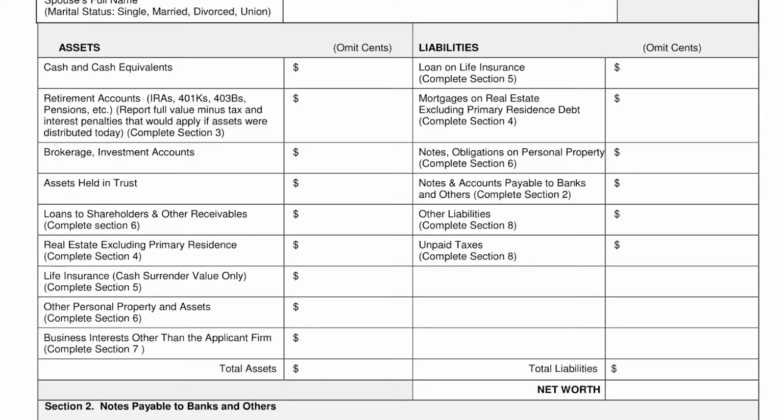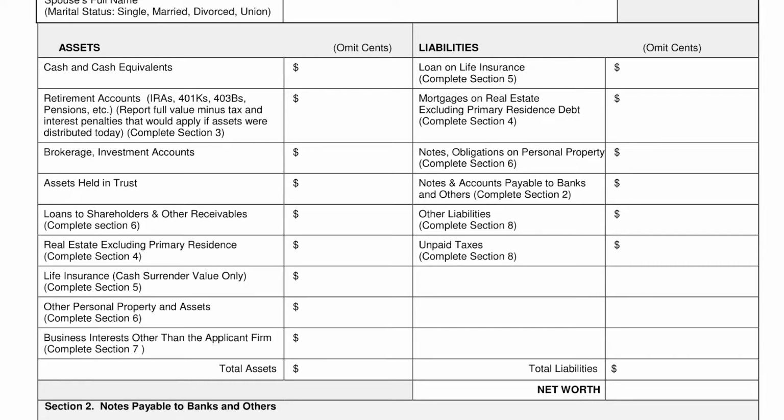We will now go over the personal net worth statement, beginning with Section 1, Assets. All assets must be reported at their fair market values as of the date of your statement. Assessor's assessed value for real estate, for example, is not acceptable. Assets held in trust must be included.